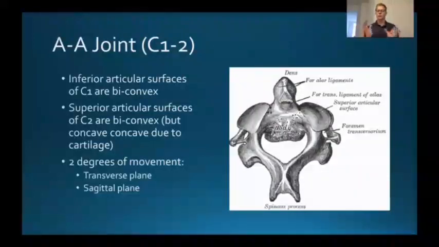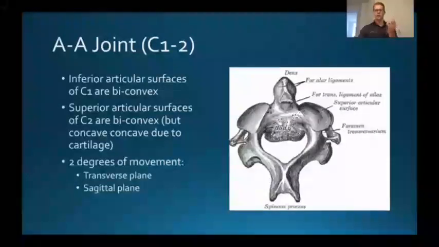It doesn't matter too much because rotation, or that rotary movement, is what's really important in this region. But just know that the bony structures are going to be different than what the cartilage actually looks like, changing the anatomical orientation. There are 2 degrees of freedom here. We have transverse plane movement, which is our primary one, so rotation, and we also have some sagittal plane movement, just a very small amount.